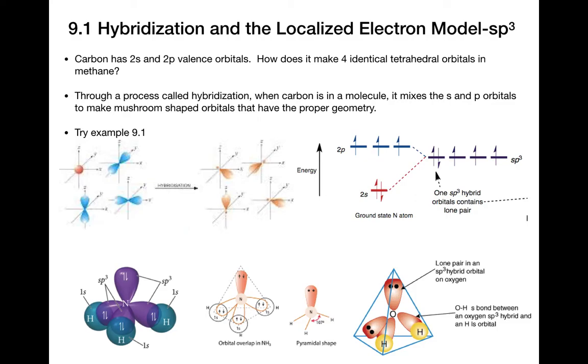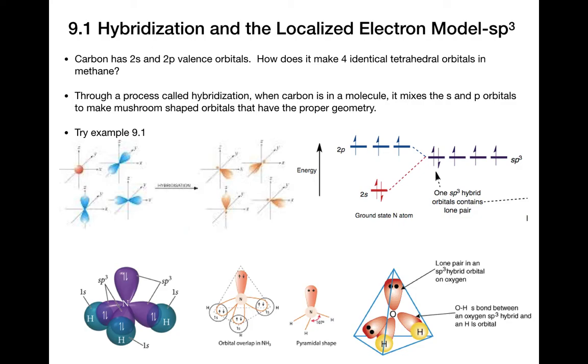The hybrid orbitals are somewhat shaped like mushrooms, and in the case of mixing an s orbital with 3 p orbitals, you get sp3, which is tetrahedral, with 4 lobes pointing tetrahedrally toward the corners of a tetrahedron. So this gives us the orbitals that we need.